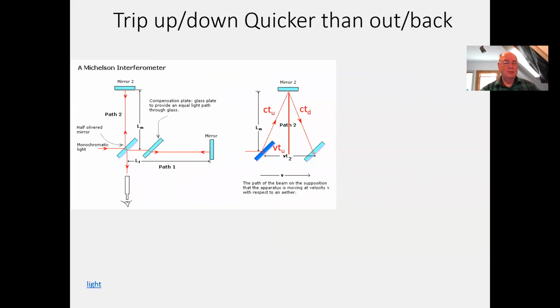Now let's look at the time up and down that I'm calling. That is, if we have the motion in this mirror going in the direction of the Earth, this would be a motion perpendicular. Would not be affected by the speed of the Earth.